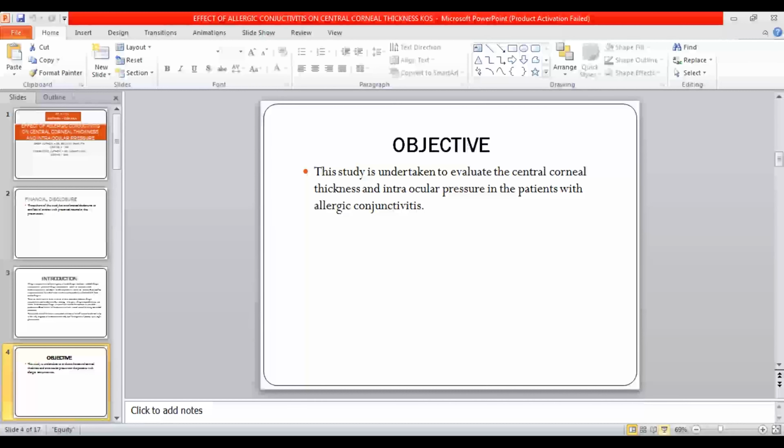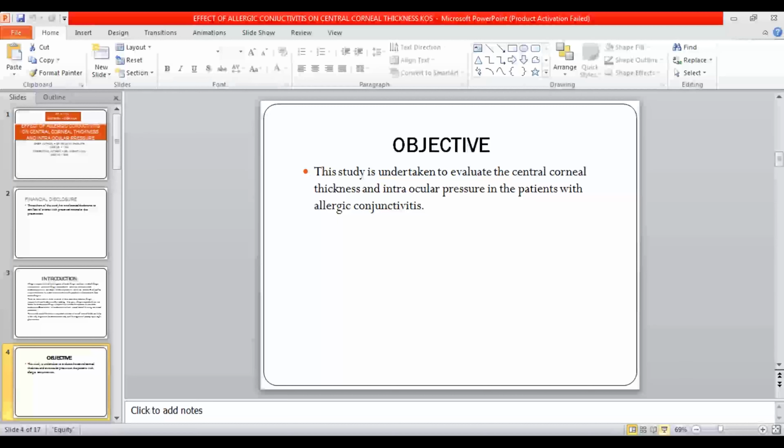So the objective of our study is to evaluate the central corneal thickness and intraocular pressure in the patients with allergic conjunctivitis. The methodology, it's a hospital-based case control study which was conducted in 70 eyes, in which 35 eyes of 20 patients had allergic conjunctivitis and 35 eyes were of control population. So detailed ocular examination was done, which included history, systemic examination, vision, refraction, detailed fundoscopy, central corneal thickness, and intraocular pressure were measured using ultrasound pachymetry and Goldmann applanation tonometry, respectively. Comparison of the values was done with the healthy individuals.